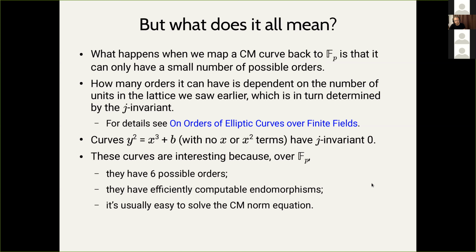Are these 6 possible orders explicit, or do you have to? Yeah, so I'm going to go into that in a few slides, but basically there's something called the norm equation, which allows you to compute them explicitly. We're going to go into some detail on that.